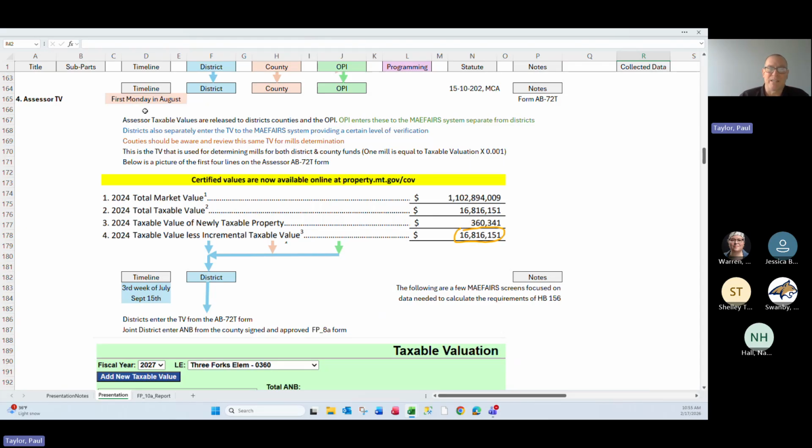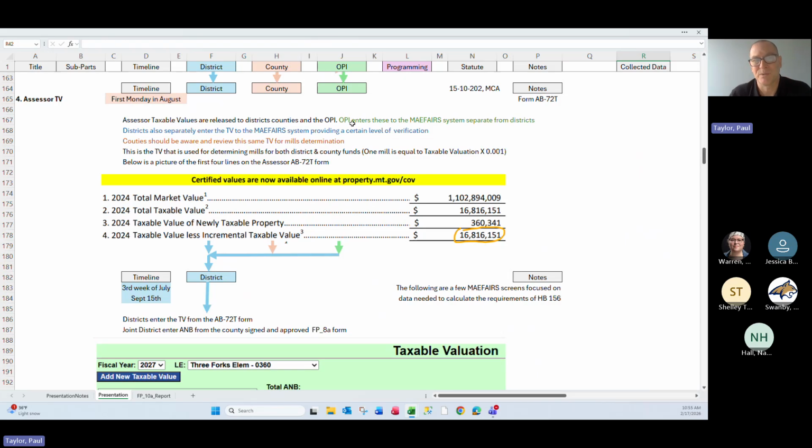But what I have here is where it talks about assessor taxable value. This is the taxable value that comes out on the first Monday of August. And everybody's got a piece in this. And it's important that everybody has a piece in this because we have to make sure that the taxable value used is correct because that's the taxable value that determines the mills that'll get printed on people's property tax bills. We want to make sure that we tax accordingly and appropriately. And so that's why I have an arrow to district, county, and OPI.